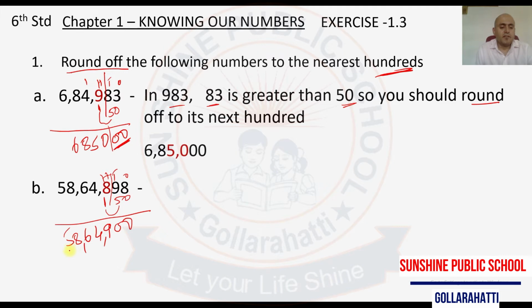So this becomes 58,64,900. Now the answer is 58,64,900. This is called rounding off the numbers. So let us see the next problem.